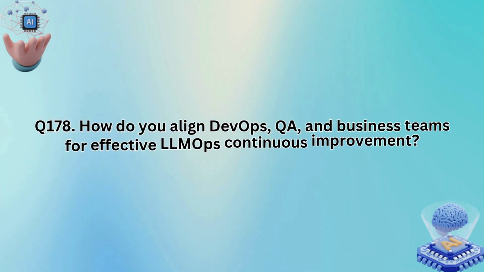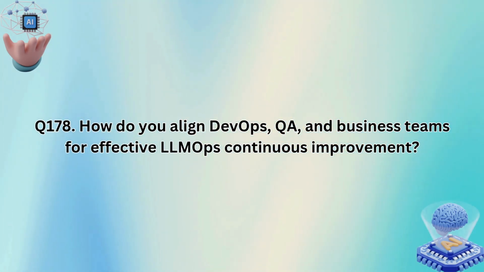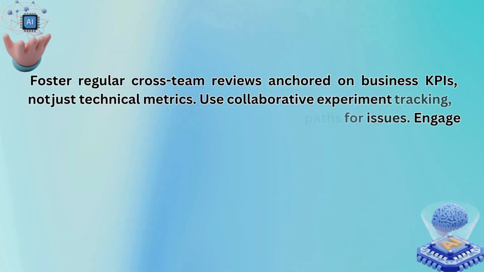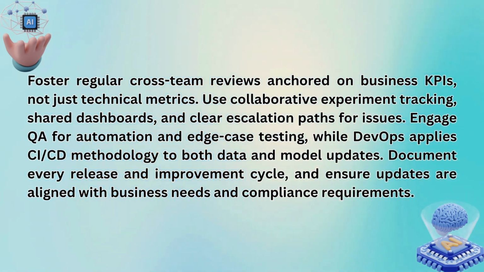How do you align DevOps, QA, and business teams for effective LLM Ops continuous improvement? Foster regular cross-team reviews anchored on business KPIs, not just technical metrics. Use collaborative experiment tracking, shared dashboards, and clear escalation paths for issues. Engage QA for automation and edge case testing, while DevOps applies CI and CD methodology to both data and model updates.